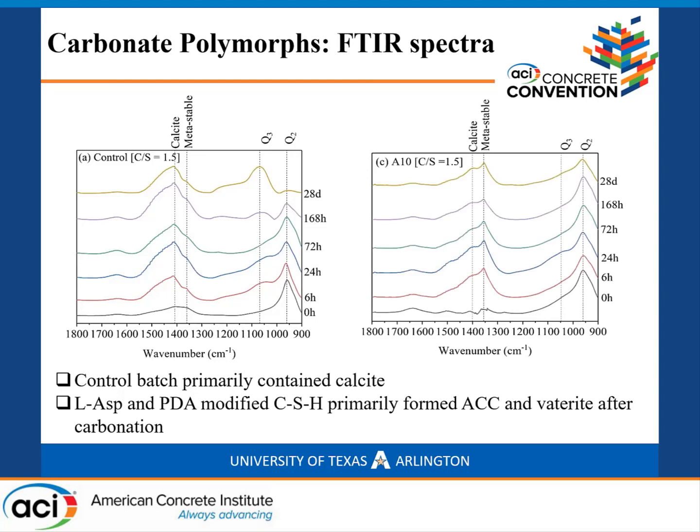This one is L-Aspartic containing CSH, and essentially what we saw here is that even after 28 days, we have a stable form of amorphous calcium carbonate and vaterite in the system. We also looked into the silica gel polymerization here again by looking at 900 to 1200 wavelength. That helps us to understand how the silicate is polymerizing.